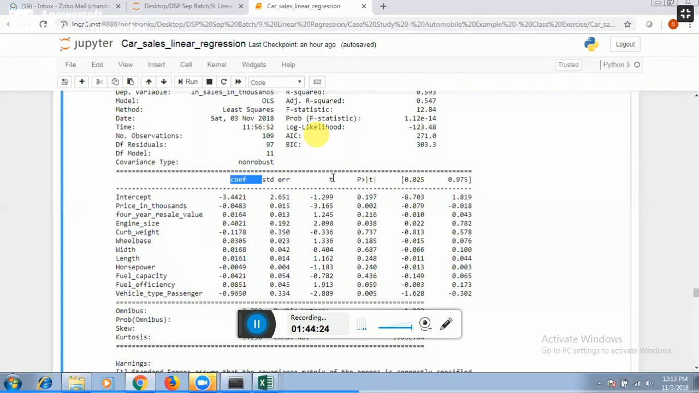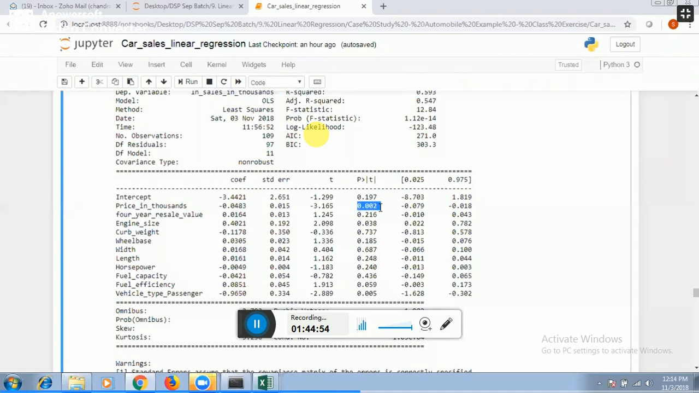Now, corresponding to each coefficient, you also have a p-value. For price in 1000, what is my p-value? 0.002. Is it less than 0.05? Then by looking at the p-value, can I say that this is significant or insignificant? This is significant because it's less than 0.05. That means you can reject your null hypothesis.